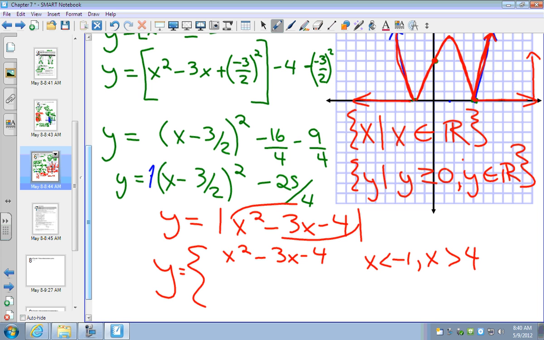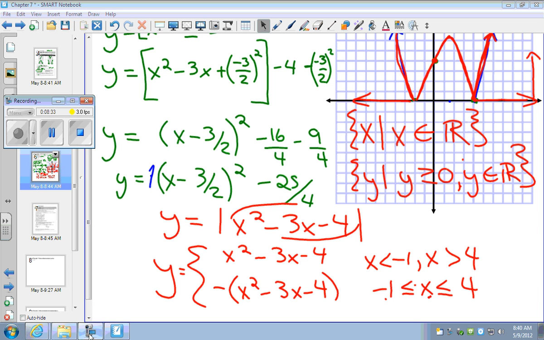Okay? But here, this part right here, whenever it's between those two things, and the way we write that is we say whenever it's between those two guys. I always read this from the outside. Whenever I say x is less than or equal to 4, but greater than or equal to negative 1, it's equal to the reflection of this graph. So I just put a negative sign in front of it like that. Okay, so that's how we deal with quadratics and absolute value functions.